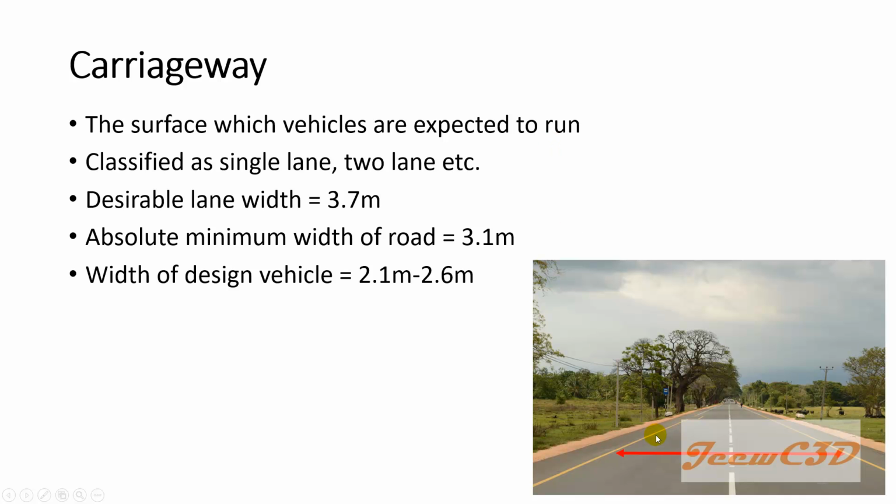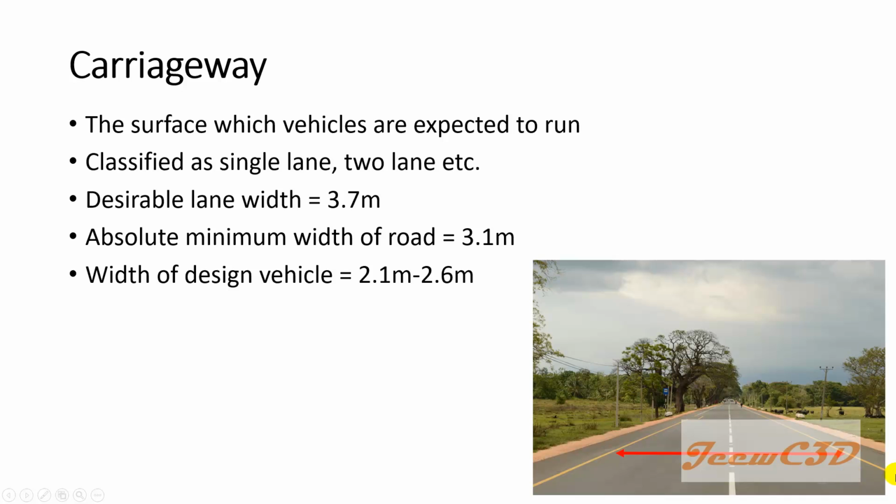So if you see this image, you have two yellow marks. The width between these two yellow marks, or the lane edges, is called the carriageway. So this is where your vehicles are expected to run. So in Sri Lanka, the desirable lane width is 3.7 meters. But it's kind of a larger value. Normally we use less than that, maybe 3.5, 3.6 likewise. And if you are using a minimum value for the road width, the absolute minimum should be 3.1 meters.